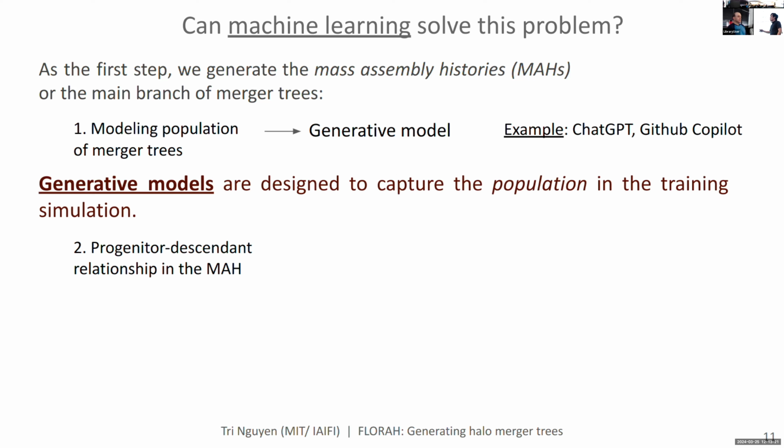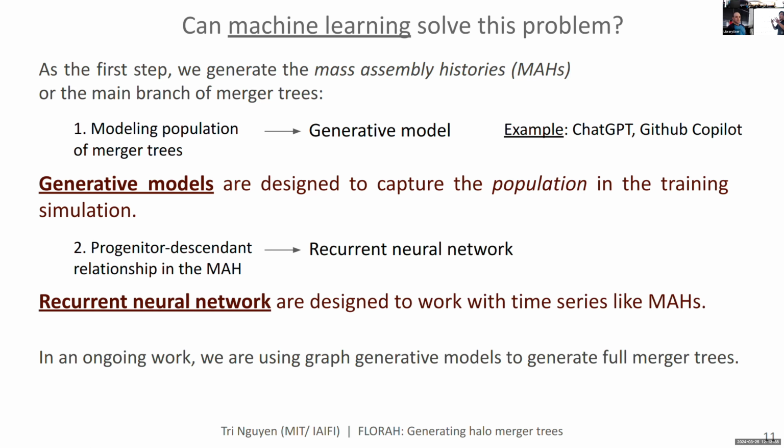And the other thing that I want to build into my framework is to see if I can encode the progenitor-descendant relationship. I can encode the entire history of the halos with any kind of properties that I want from the halos into this framework. And to capture any kind of relation as a function of time, we resort to using a recurrent neural network, which is designed to work with time series data like the mass assembly history. In ongoing work, we can use graph generative models, some kind of auto-regressive approach, as I will show in the later part of my talk, to capture the entire trees instead of just the mass assembly history.